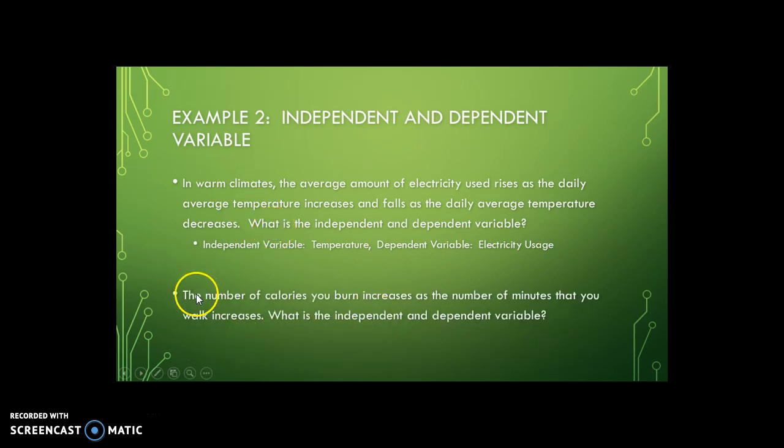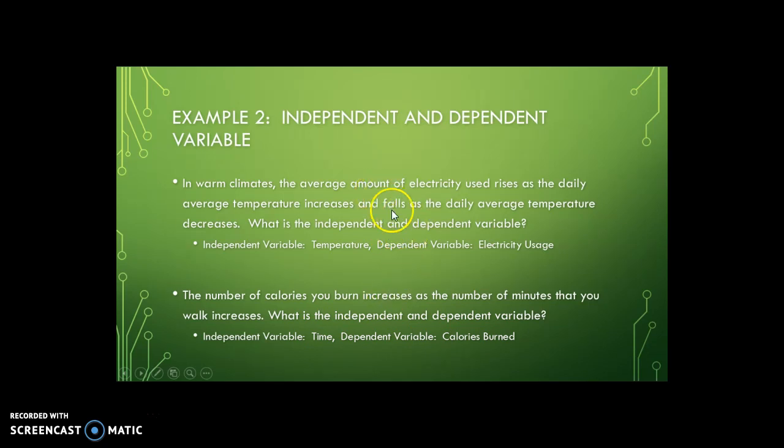Now, in our other problem, the number of calories you burn increases as the number of minutes that you walk increases. So again, this depends on how far you're walking. So our input is the number of minutes you're walking. Our output is the calories you burn. So the independent variable is the time you're walking, and time is almost always an independent variable. If you're ever stuck on a problem that includes time, it's usually the independent variable. And then the dependent variable is calories burned.